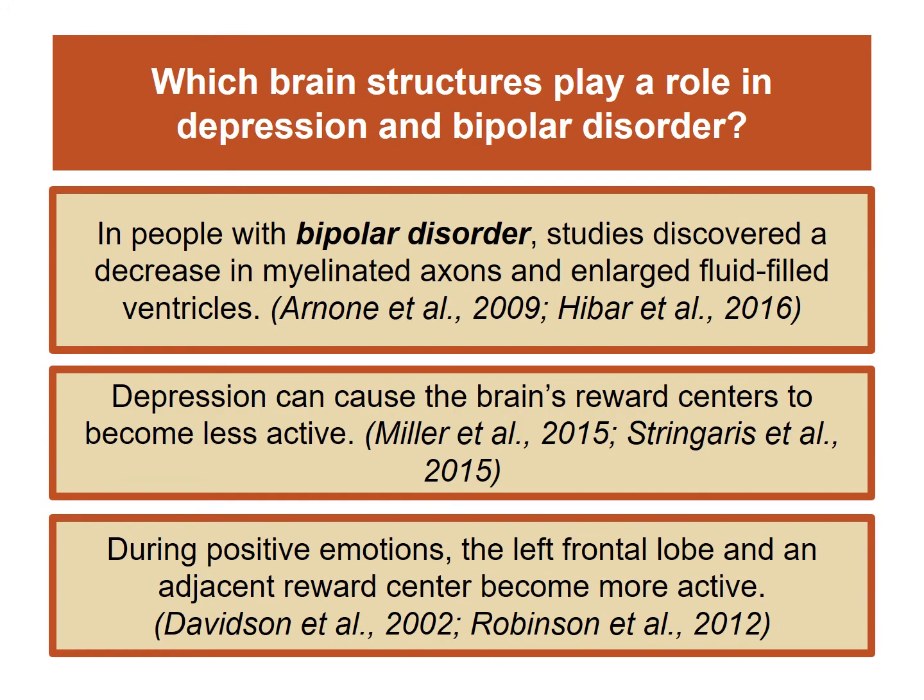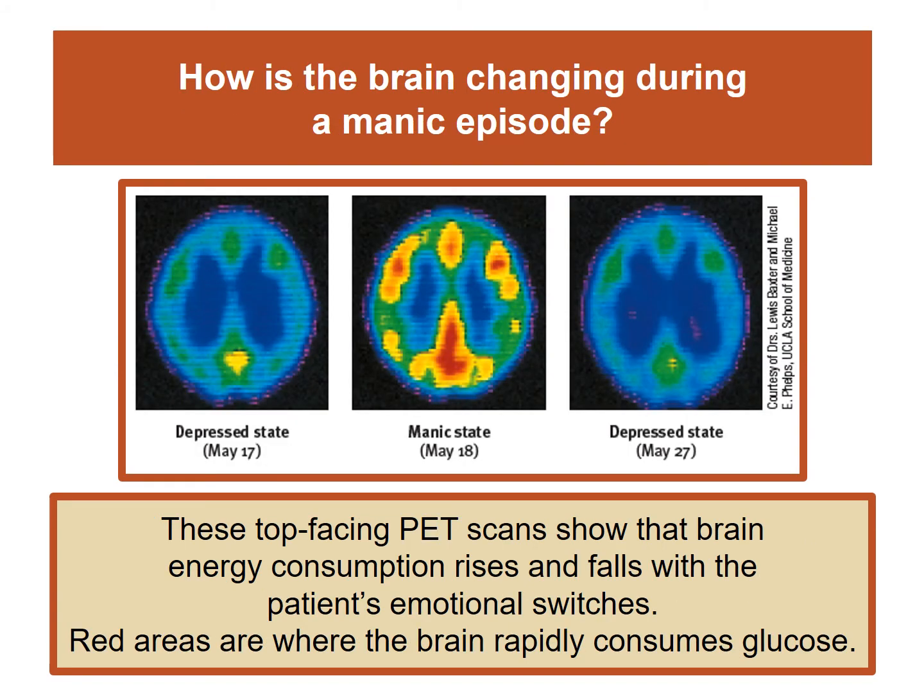What brain structures play a role in depression and bipolar disorder? In people with bipolar disorder, studies discovered a decrease in myelinated axons and enlarged fluid-filled ventricles. Depression can cause the brain's reward centers to become less active. During positive emotions, the left frontal lobe and an adjacent reward center become more active. These top-facing PET scans show that the brain energy consumption rises and falls with the patient's emotional switches. Red areas are where the brain rapidly consumes glucose. So you can see that in a depressed state and a manic state, the brain scans are totally different colors.